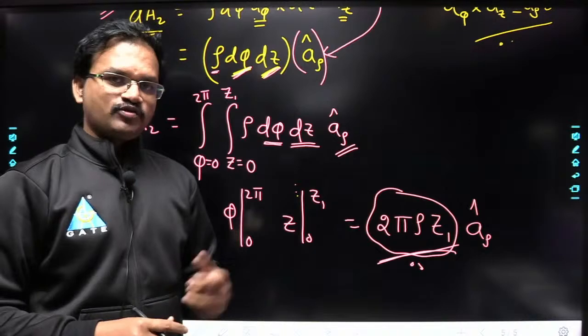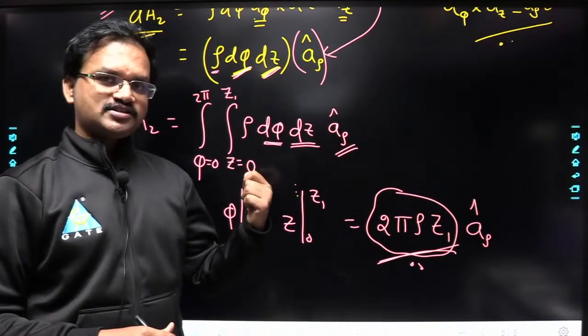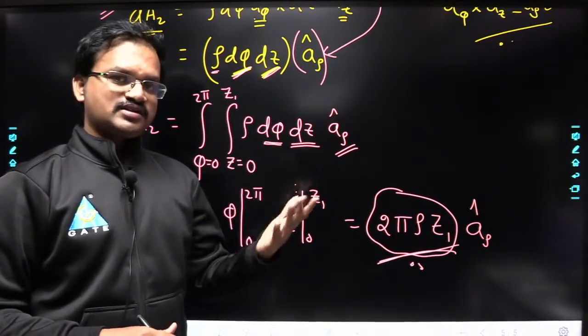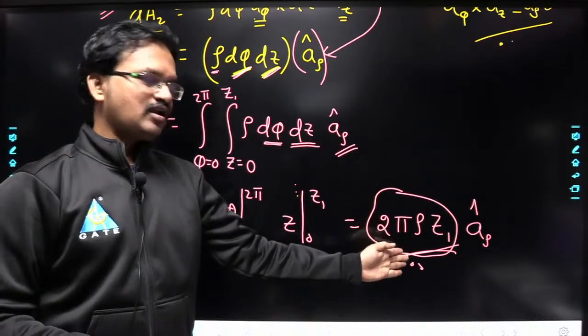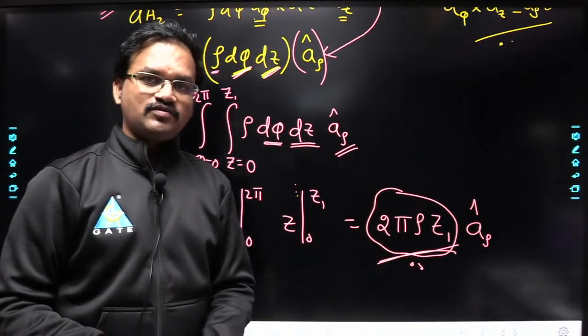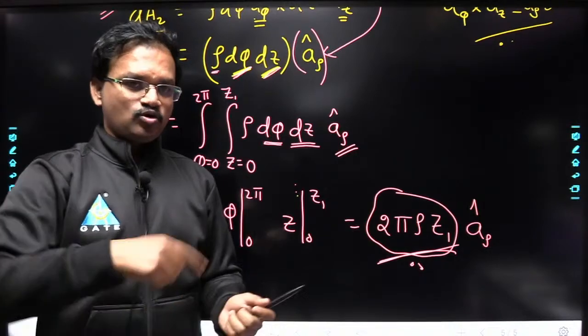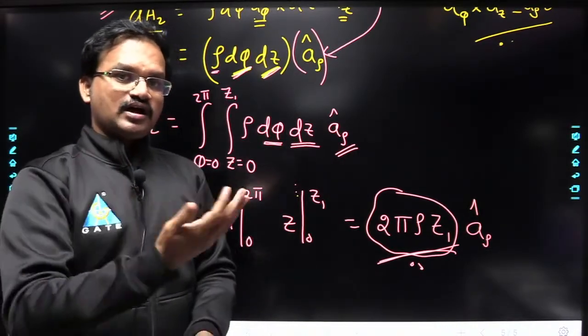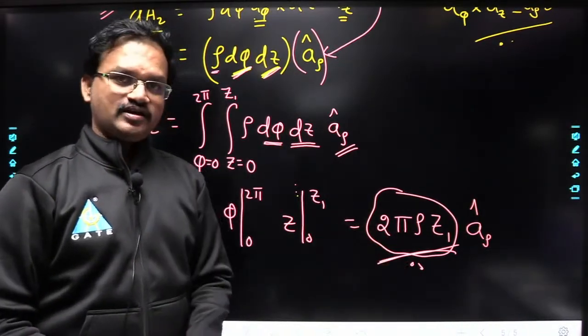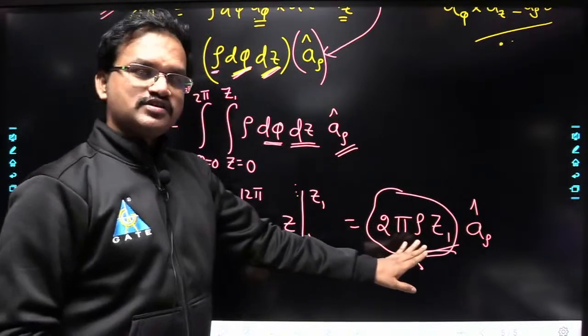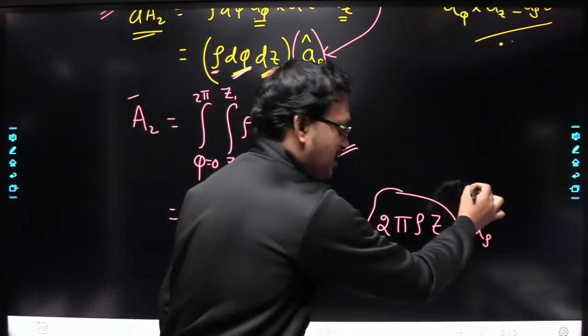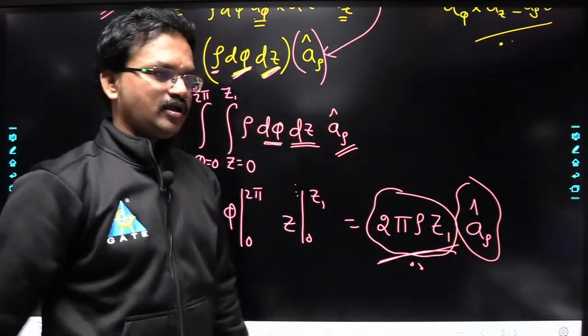Yes or no? So whenever I started the cylindrical coordinate system, I explained how to construct a cylinder. There I have explained this one or not? 2 pi rho into z1 is nothing but the curved surface area of the cylinder. Yes or no? And what is the direction of the curved surface area of the cylinder here? It is nothing but arrow cap.